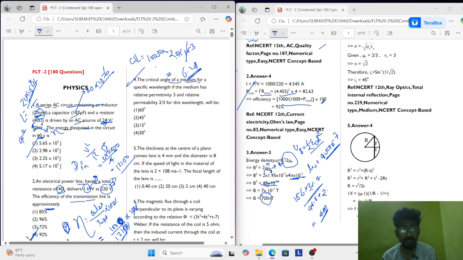A medium for a specific wavelength has relative permittivity of 3 and relative permeability of 2 by 3. The critical angle for this wavelength will be? Critical angle you have to calculate. Critical angle theta C. Mu equals 1 by sine theta c. You do know this. Mu is what? Refractive index, right? Refractive index.